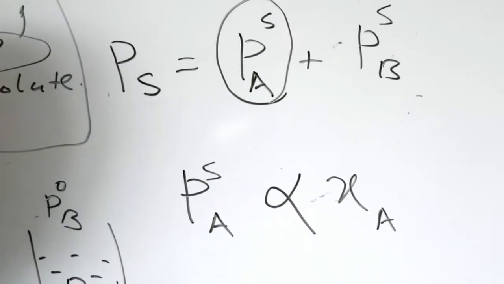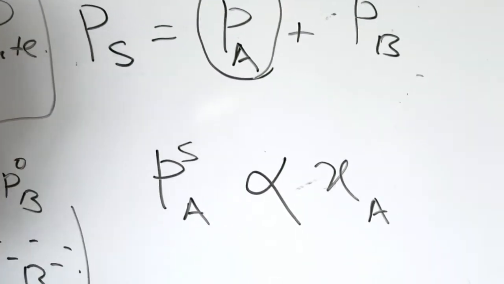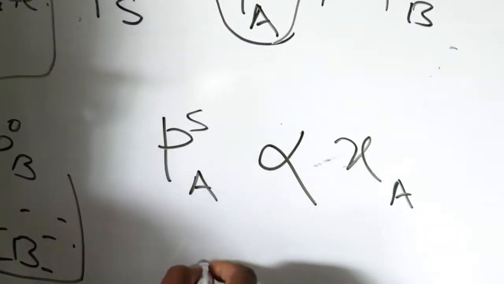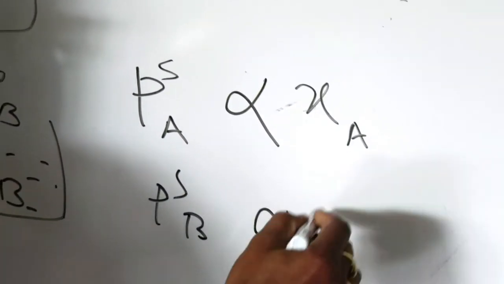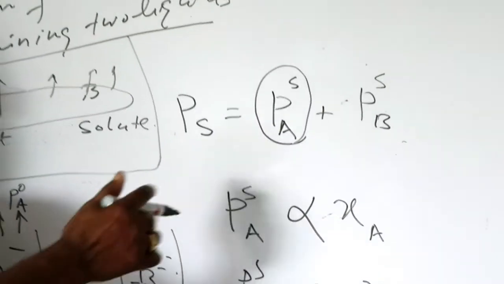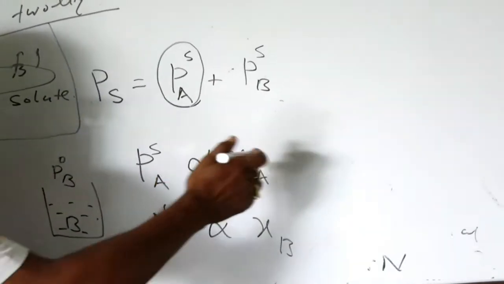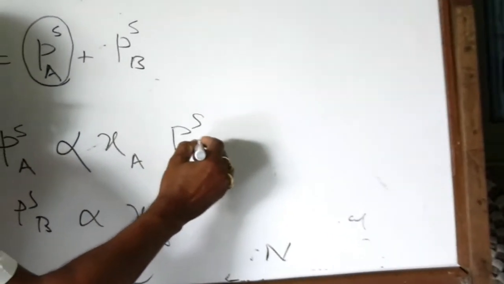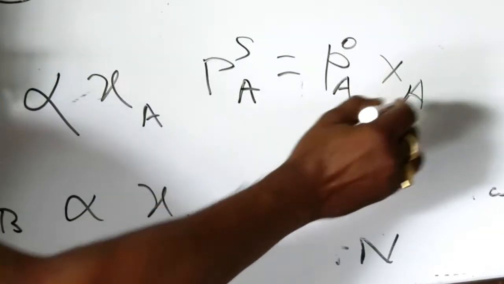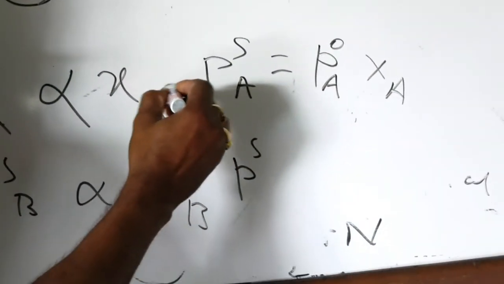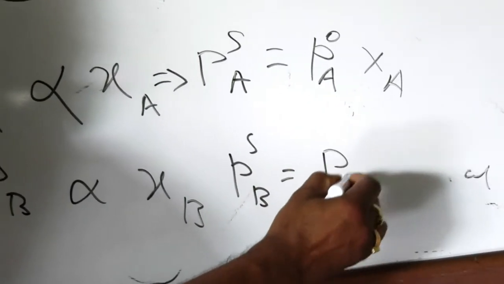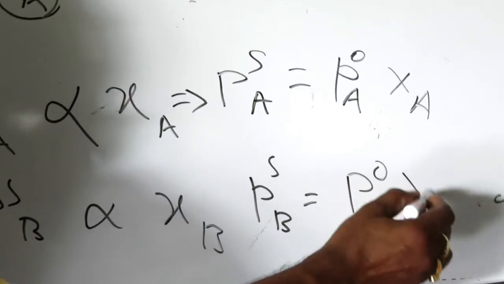Directly proportional to their mole fractions. According to Raoult's law, we know PSA is proportional to XA. Similarly, PSB is proportional to XB. So now we can say PSA is equal to a constant, P0A, times XA. Again, PSB is equal to a constant, that is the pure state vapor pressure P0B, times XB.